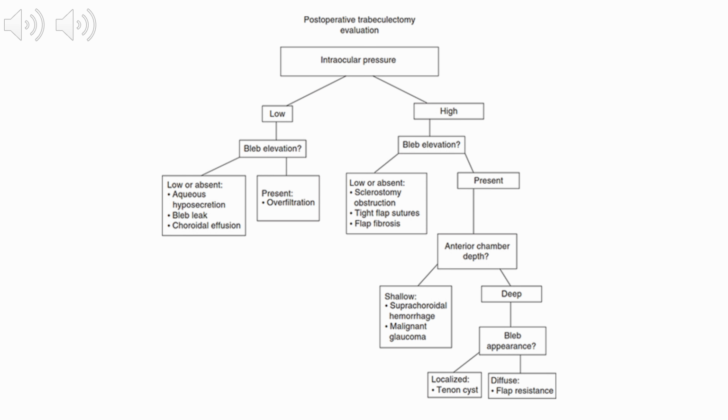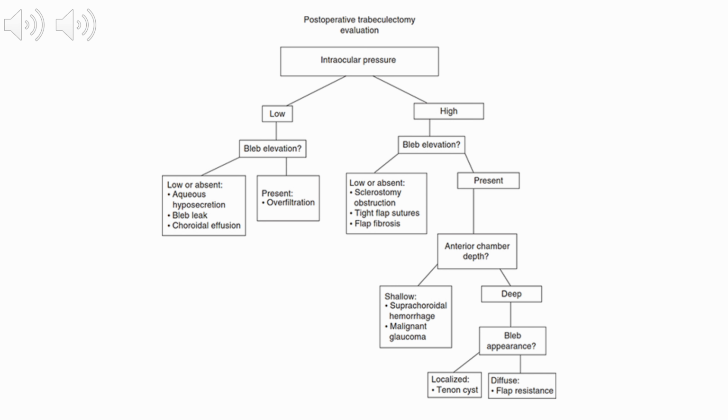If the IOP is high, we again ask whether the bleb is elevated. A flat or poorly formed bleb suggests an outflow obstruction at the flap, ostomy obstruction, tight flap sutures, or early flap fibrosis. If the bleb is elevated despite high pressure, then anterior chamber depth becomes the key discriminator.